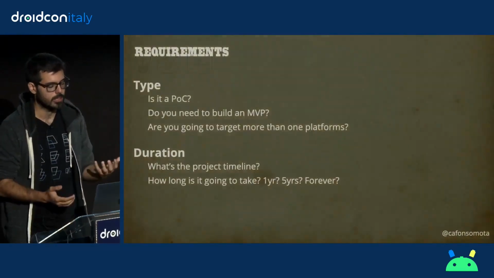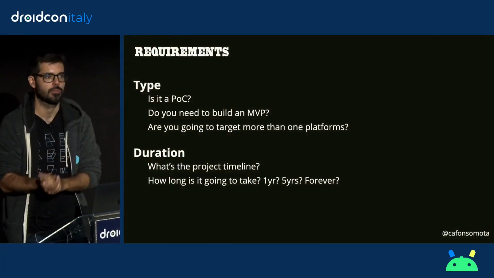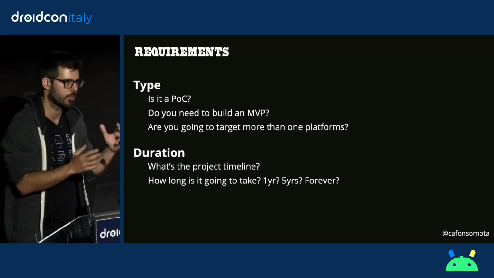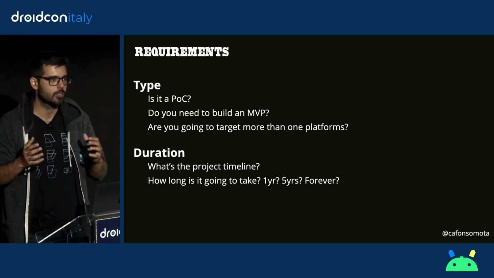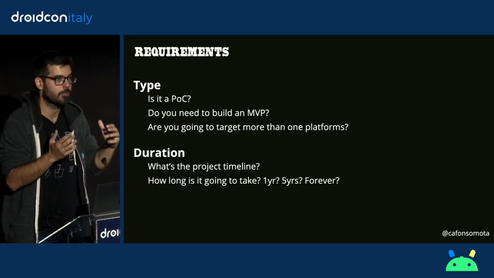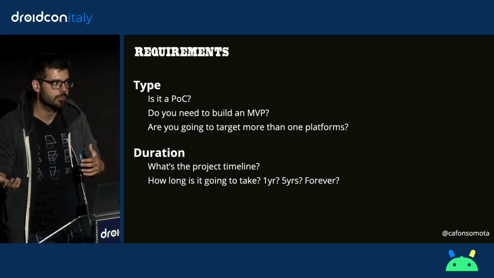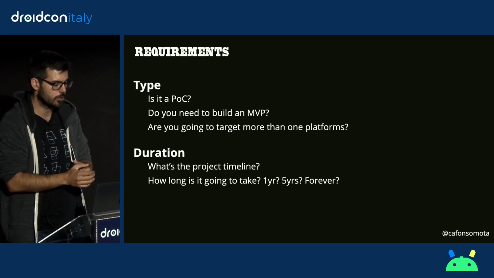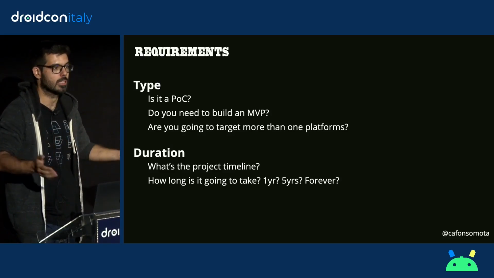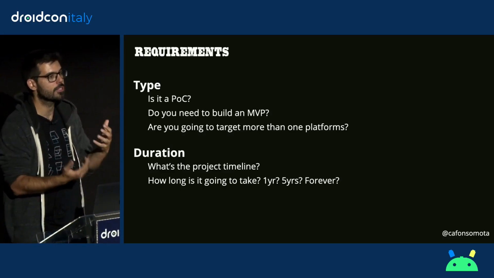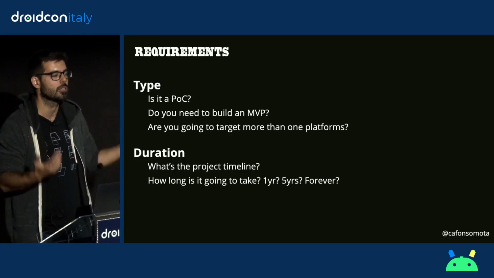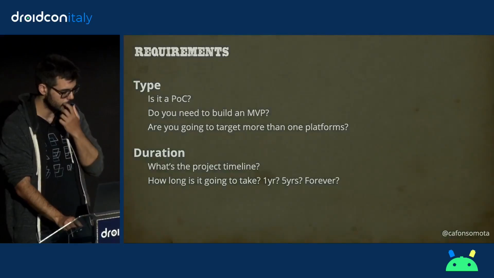So the first important thing is requirements. What are you going to develop? Are you just going to create a proof of concept, something that is only for testing purposes? Are you just going to build an MVP and you want to make it quick? Or are you going to develop for just a single platform, or more platforms? And of course, is it just going to be something really simple for 1 year? Or are you going to develop it for the next 10 years? All of these things matter when selecting the framework or the SDK that you're going to use for your project.